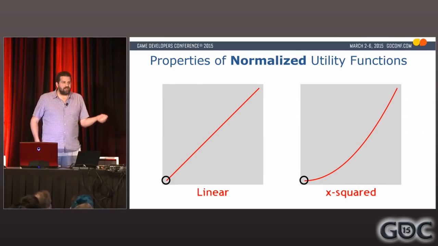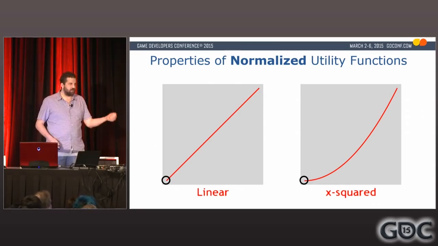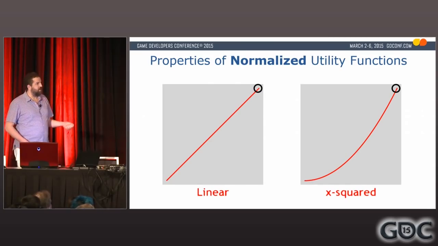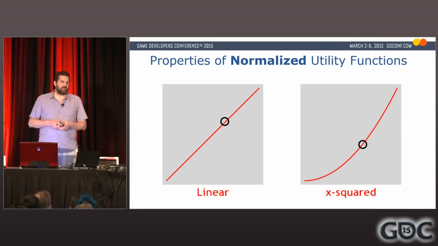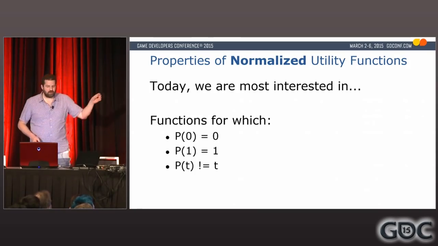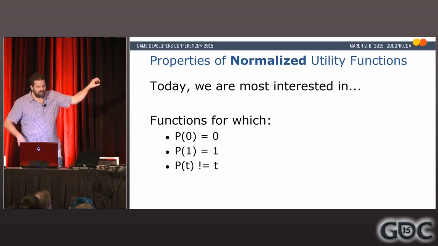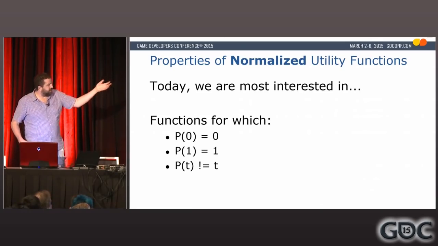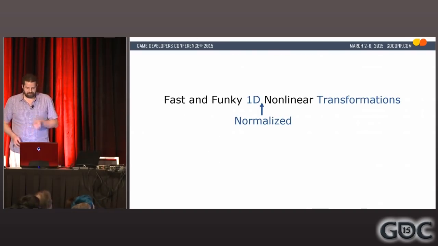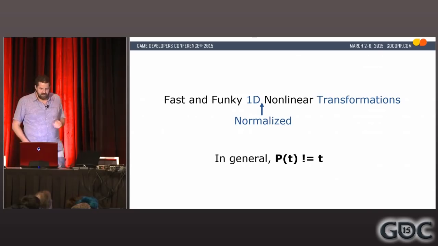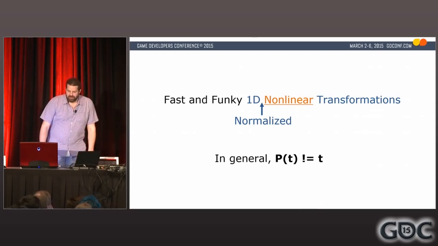Something where if you put in a 0 as your input value, you get out a 0. So 0 is 0. And if you put in a 1, you get out a 1. But if you put in something in between, that's where the interesting stuff happens. Right? So specifically, I'm interested in talking about functions where the function of 0 is 0, the function of 1 is 1. But specifically, it's more interesting than linear. Right? If we plug in a 0.3, it tends to not be a 0.3 on the way. So that's the nonlinearity part of this.